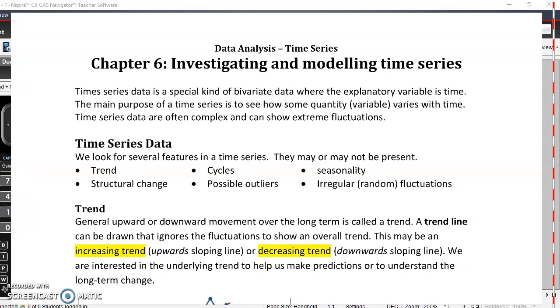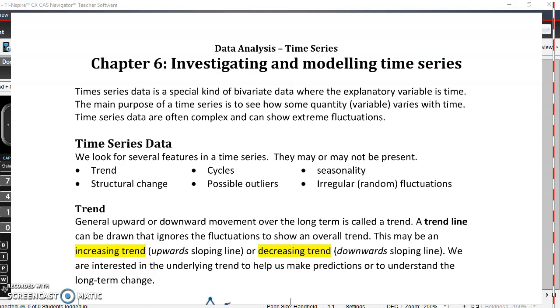Hello, so today I'm going to start talking about time series data. Time series data is where the explanatory variable is time. So we're looking at the change of something over time. It could be sales, temperature, rain, it could be anything, but that variable is the response variable, and the explanatory variable is always time.